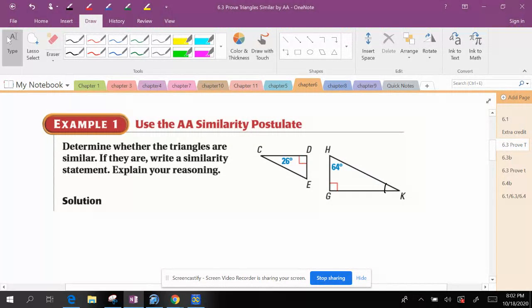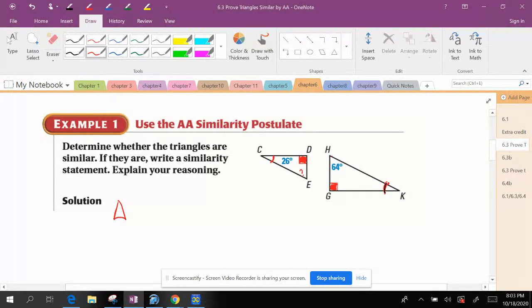All right, so now we're going to use that postulate in this example. It says determine whether the triangles are similar. If they are, write a similarity statement. Explain your reasoning. So under solutions, we're going to show all our work. So we have this tiny triangle. C has the measure of 26. D has a measure of 90. That's what that little box is for. E, we don't know. A little question mark. Then we have this larger triangle. K, we don't know. H is 64. And G is 90. So we already know if they are similar, D and G are congruent right off the bat. They're both 90-degree angles.